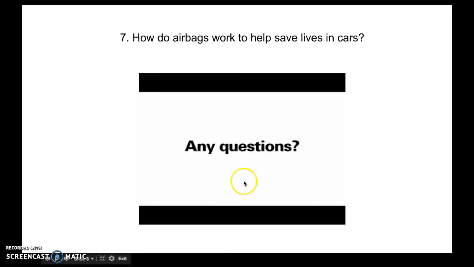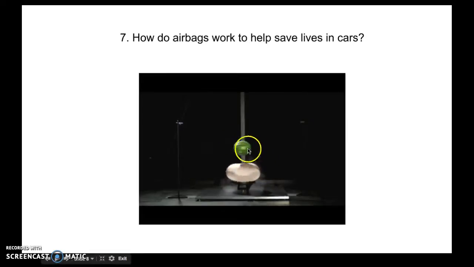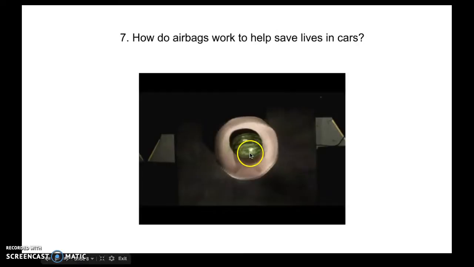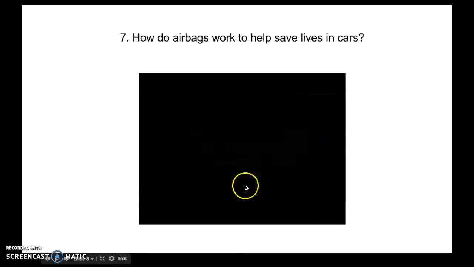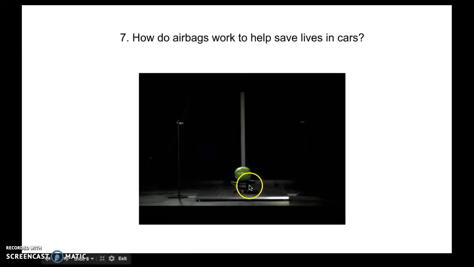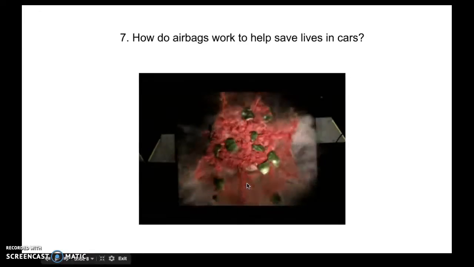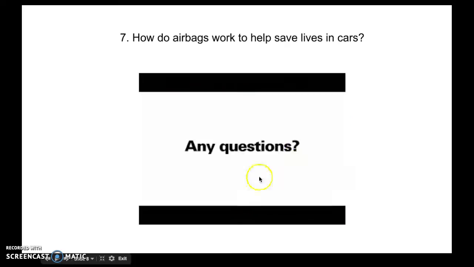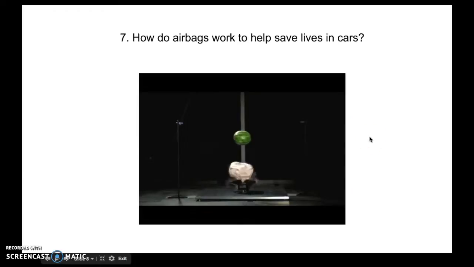So why does that work? Because the time that this watermelon is coming to a stop is longer because of the nice cushiony airbag. So the time is big, so the force acting on it can be small. But if the time it takes to stop right there is small, the force has to be really big, and that causes the watermelon to break.